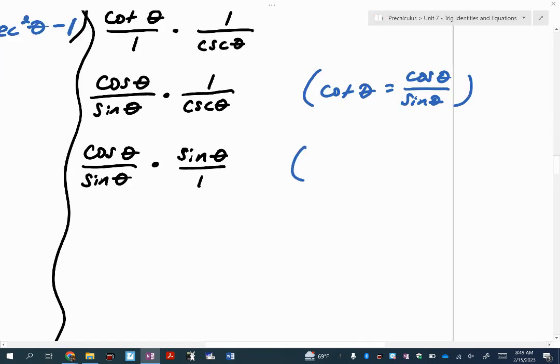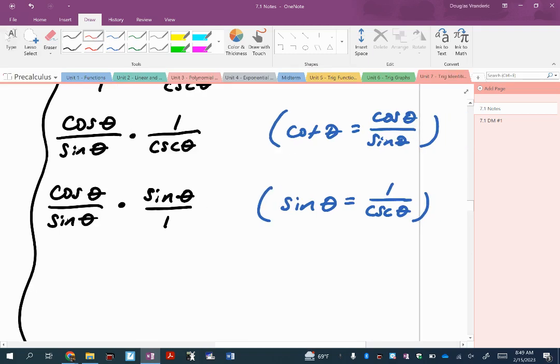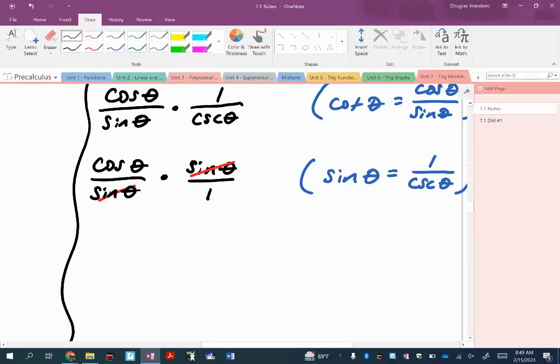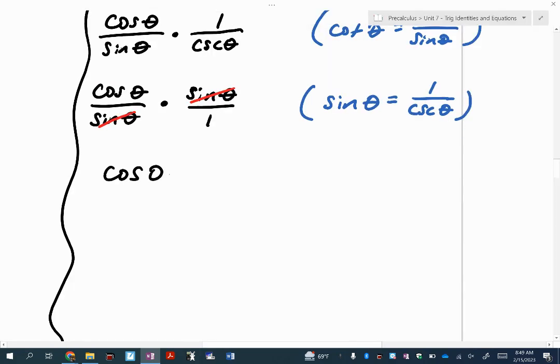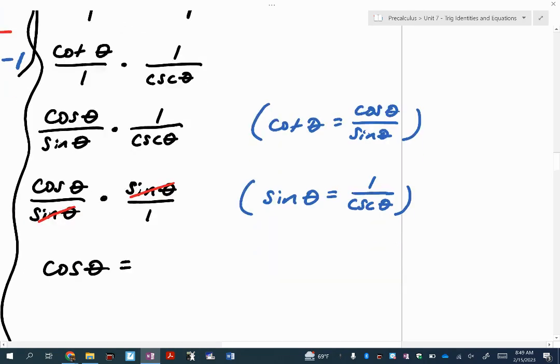Again, kind of like the last one, I don't care the order that you write it. So I'll change the order this time to see if we're okay with it. So sine of theta equals 1 over cosecant of theta. Okay? Now if I look to my diagonals here as I multiply, I can cross out sine of theta over sine of theta and just end up with cosine of theta, which is the right-hand side. That's what I wanted.